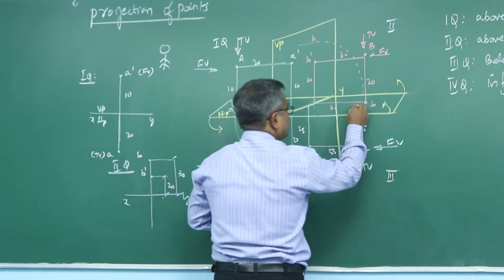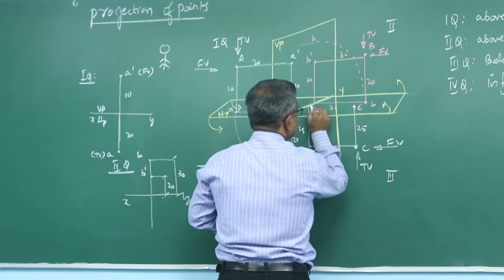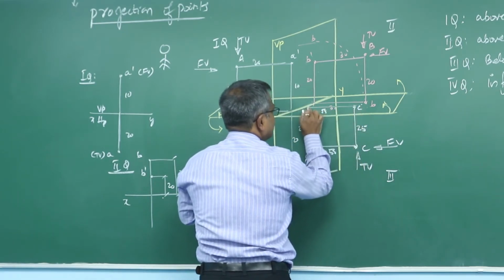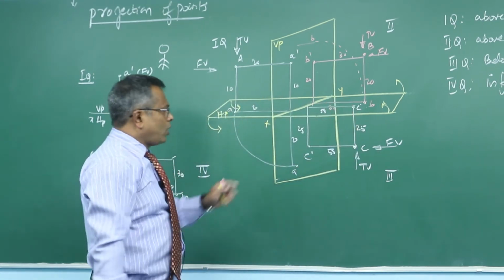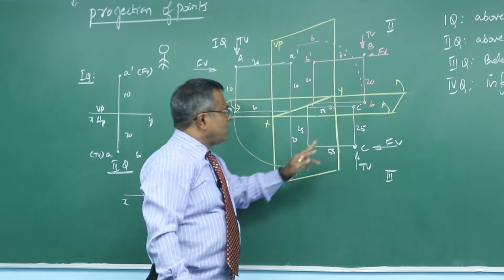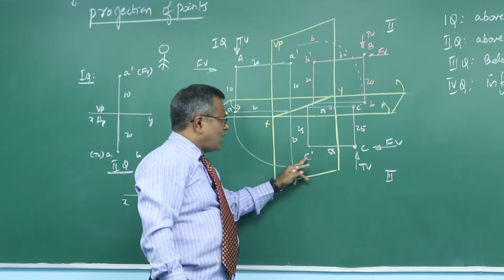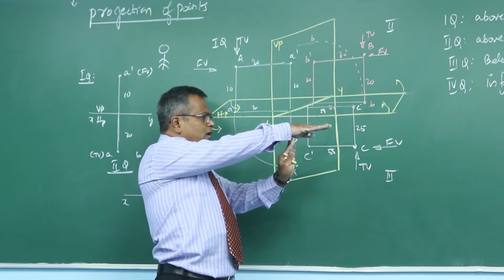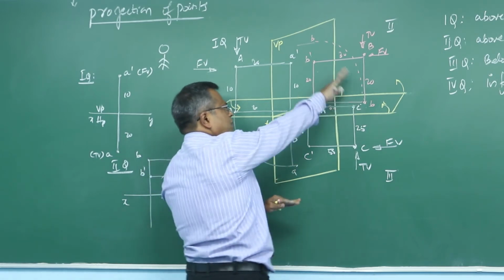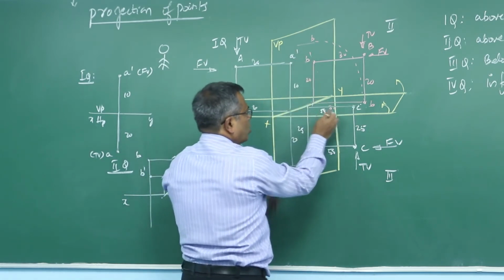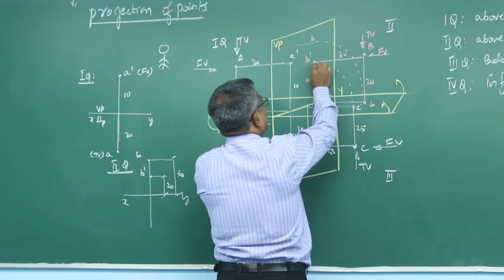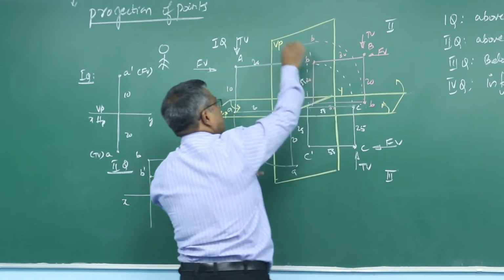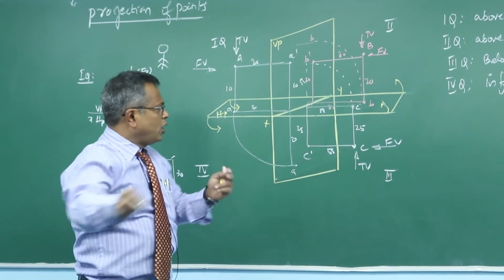Top view, when you are projecting on the horizontal plane, it becomes C, at a distance of 55 millimeter from this XY line. So now I got the top view C on HP and front view C dash on VP. Now your coordinates are like this, but you are giving rotation to HP. When you rotate HP through 90 degrees, the top view point C comes at a distance of 55 millimeter above the XY line. Now, very simple.